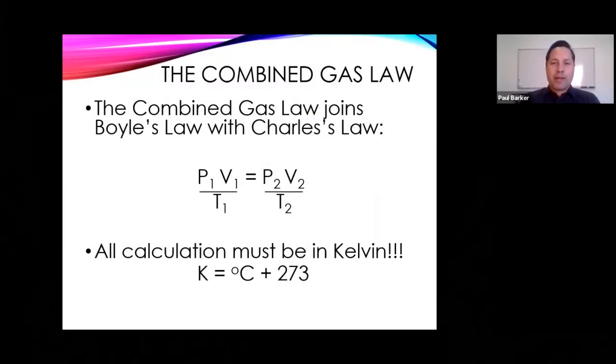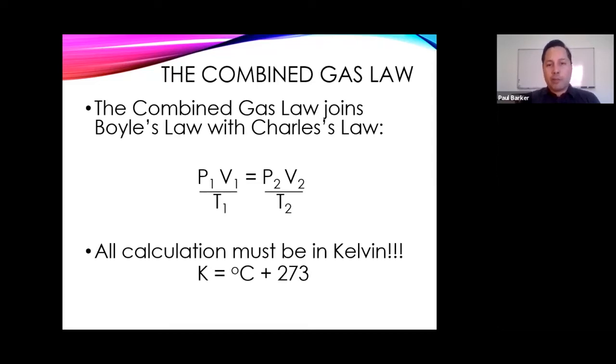Up next is the combined gas law. The combined gas law puts together Boyle's Law and Charles' Law. So we can have P1 V1 over T1 equals P2 V2 over T2. P means pressure in any pressure unit: atm, psi, kPa. V is volume in any volume unit: liters, milliliters, centiliters. But T is temperature. It's got to be in Kelvin. Alright, so if it's in Celsius or Fahrenheit, you've got to change it to Kelvin.